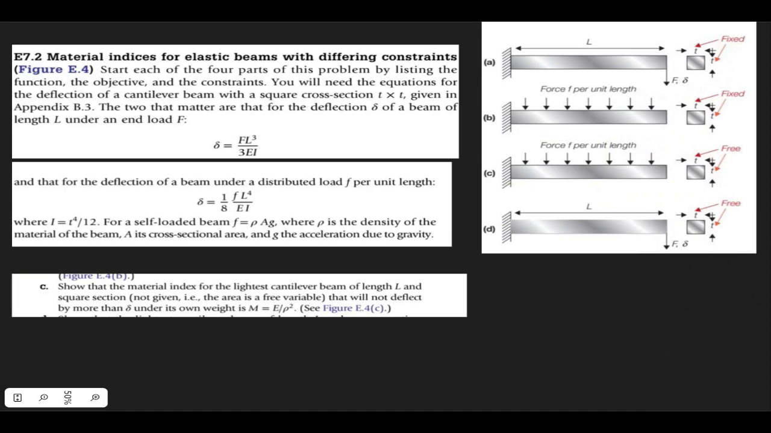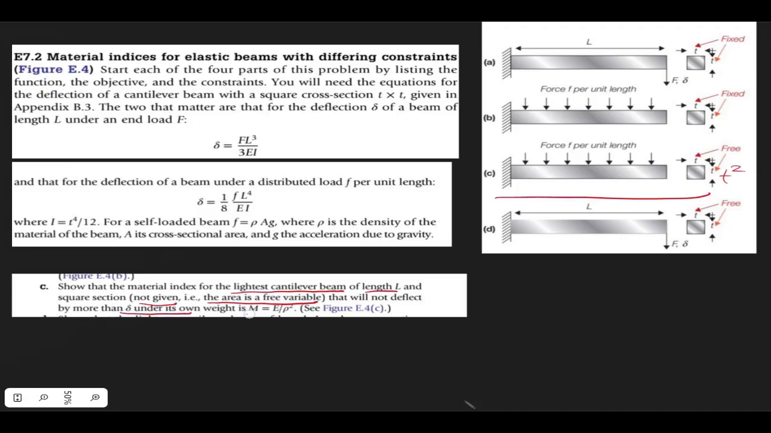So let's go to the next question. For question 7.2c, we are trying to find the material index for this particular loading condition. They say to show that the material index for a light cantilever beam, so that's the objective, of length L, fixed, with a square section that is not given, and free. They also said the area is the free variable. The area is thickness times thickness, which is thickness raised to the power 2. And they said it will not deflect more than a delta under its own weight, so the deflection is a constraint as well.